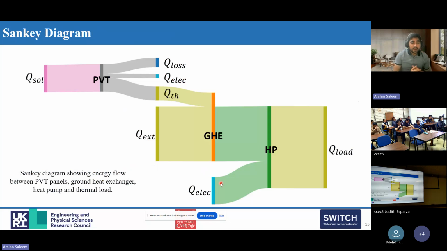Here's a Sankey diagram which shows the energy flow between the PVT panels, ground heat exchangers, heat pump, and thermal load. So basically, the solar heat absorbed by the PVT is transferred to the ground heat exchanger. Some of it is converted into thermal energy, some is converted into electrical energy, and some of it is lost as heat to the environment. Again, the energy extracted from the boreholes is also utilized through the ground heat exchangers, and this acts as the source for the heat pump, which is run by electrical energy and used to meet the thermal load of the residential building.